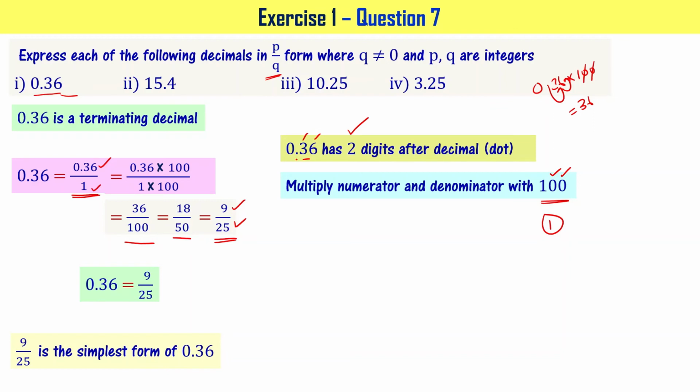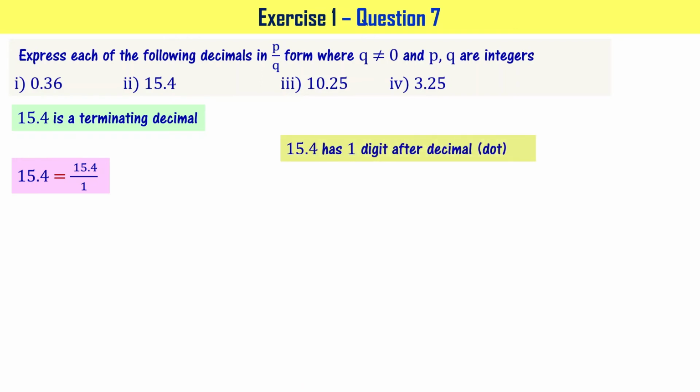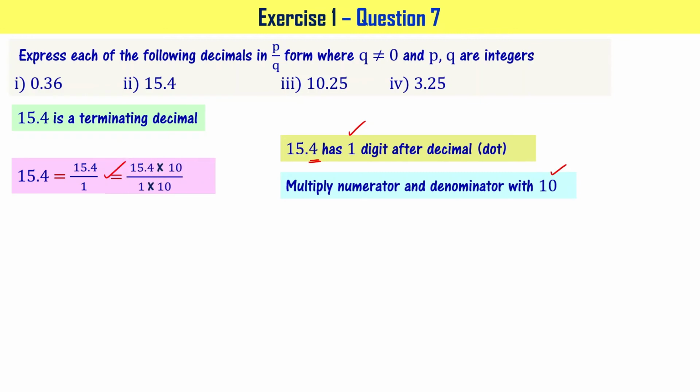Now let's look at the second part of the problem, that is 15.4. 15.4 is also a terminating decimal. 15.4 can be written as 15.4 divided by 1, right? When you observe 15.4, it has only one digit after the decimal. That's why let's multiply both numerator and denominator of this ratio by 10. One digit, that's why 10. When you multiply, it becomes 15.4 into 10 divided by 1 times 10, right?